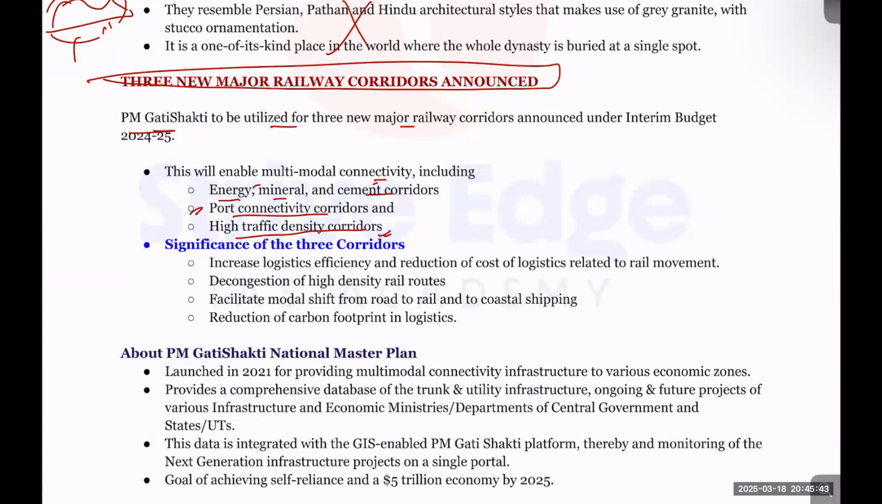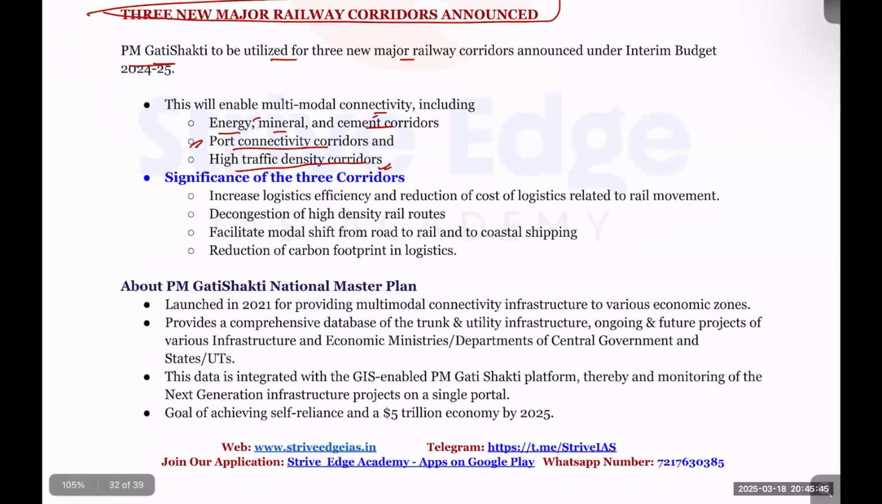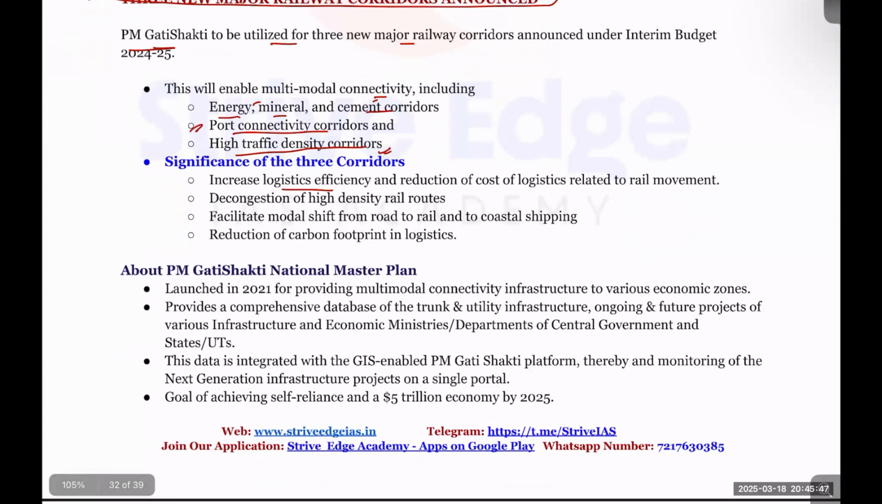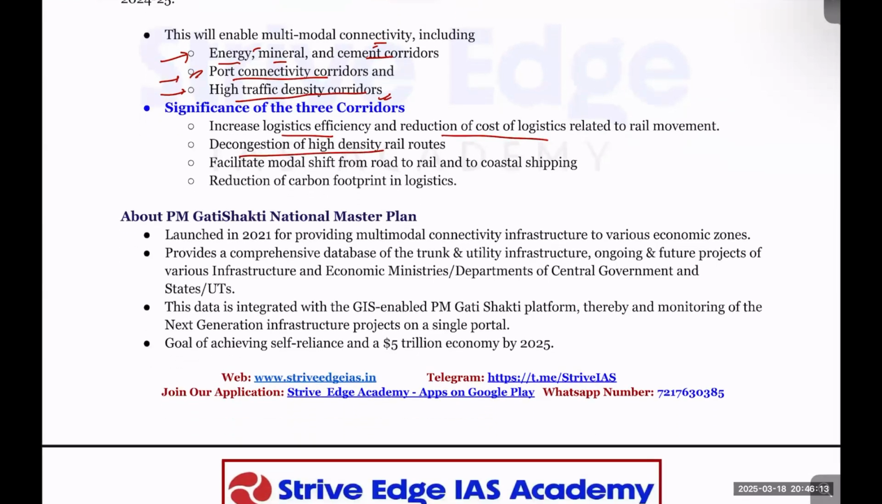What is the significance of these corridors? They will increase logistics efficiency and reduce the cost of logistics. They will decongest the high density railroads. So these are some of the benefits of announcing these rail corridors. You should understand that energy, port, and high traffic density are the three different rail corridors that have been announced by the Indian government.